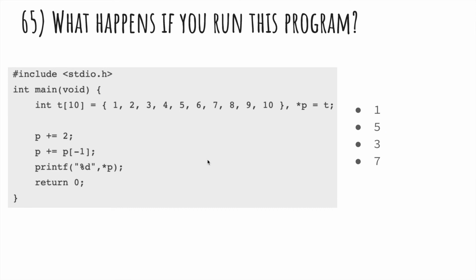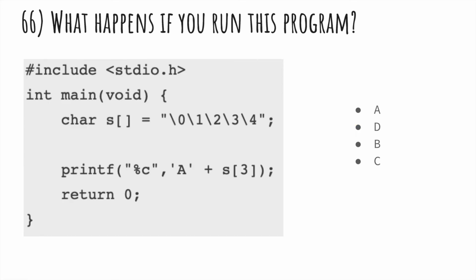In the next question, we have the pointer p located at t. So that's located at this one right here. Then we're going to iterate p by 2 places. So now it has a length of 2. So we're going to iterate p again by p of -1, which is a net of 2 more places, and that's going to have the answer 5.